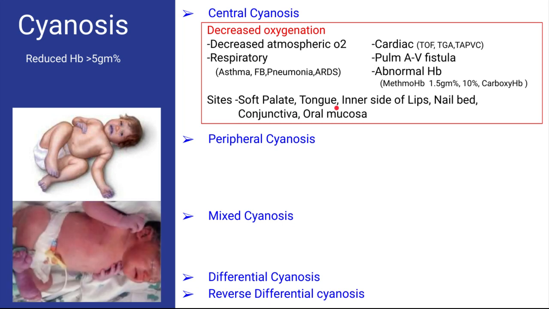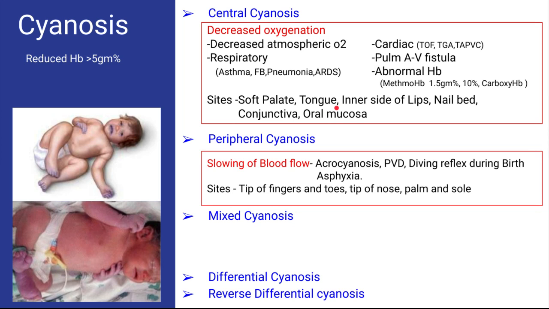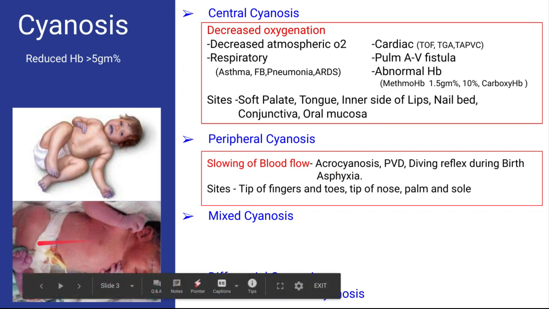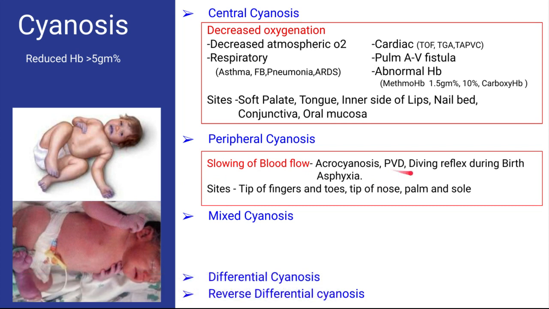Next is peripheral cyanosis, and the mechanism behind peripheral cyanosis is slowing of blood flow. Examples are acrocyanosis in newborn, peripheral vascular disease, and diving reflex during birth asphyxia, in which blood supply of the vital organs is increased, and peripheral or skin tissue blood supply is decreased. Sites for peripheral cyanosis are tips of fingers and toes, and then tip of nose, palm, and sole.